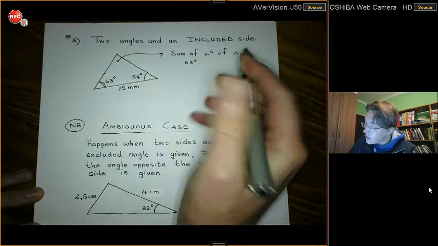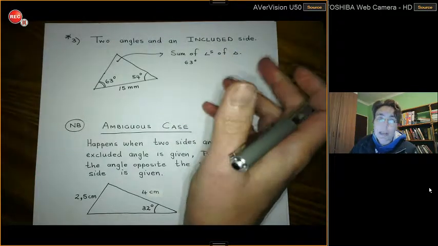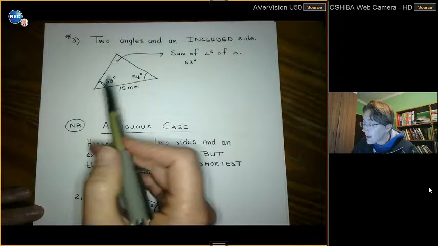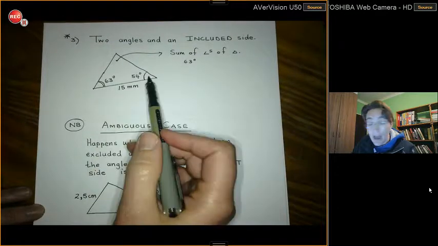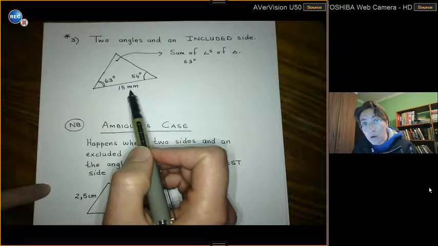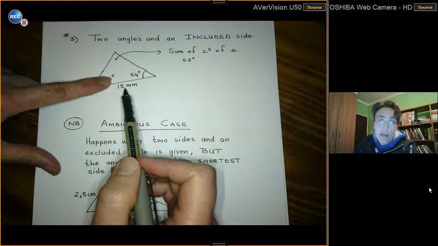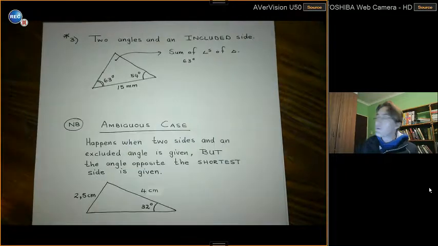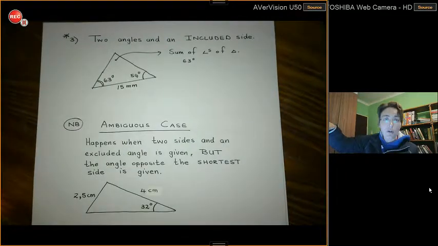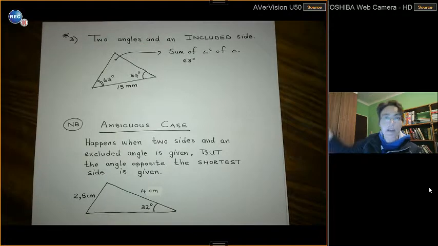And the moment I've got that 63 degrees, I can then again use my sine rule here, because now I can ignore one of those two angles. Instead of having two angles and an included side, I now have two angles and an excluded side. So that pretty much just goes back to the previous technique. Very simple and straightforward.